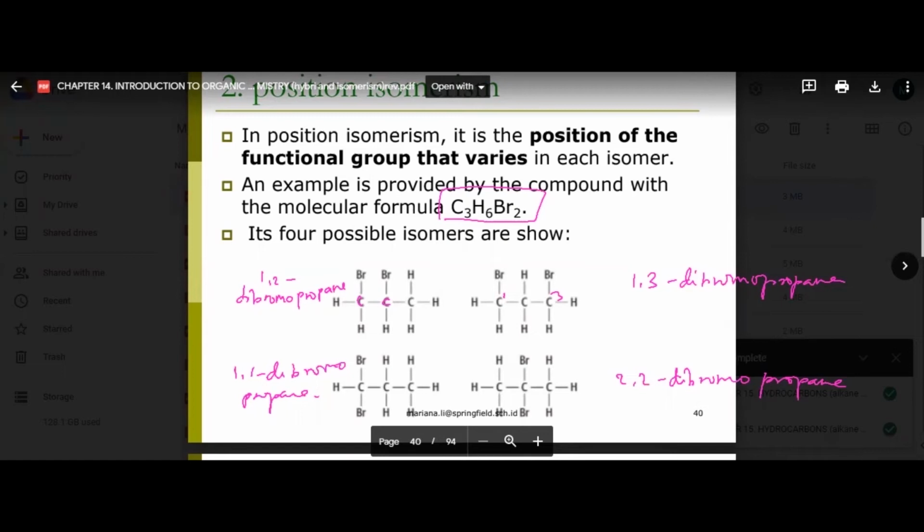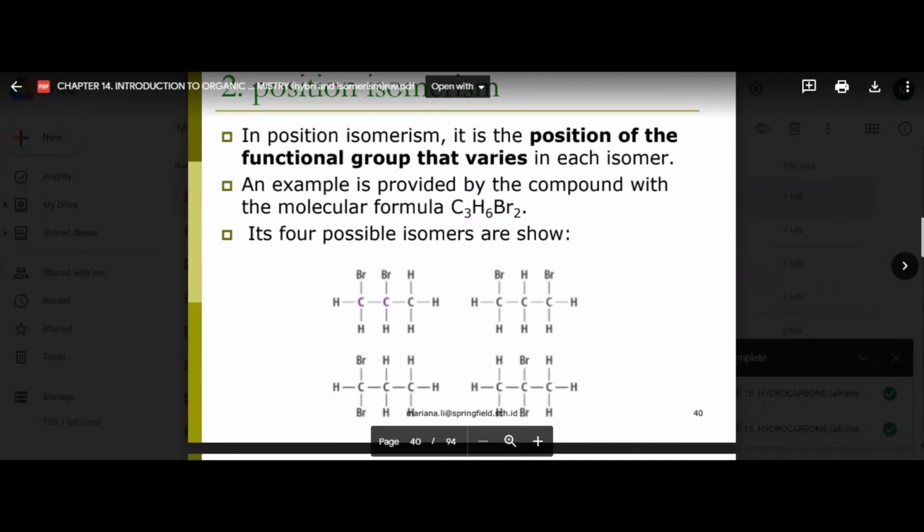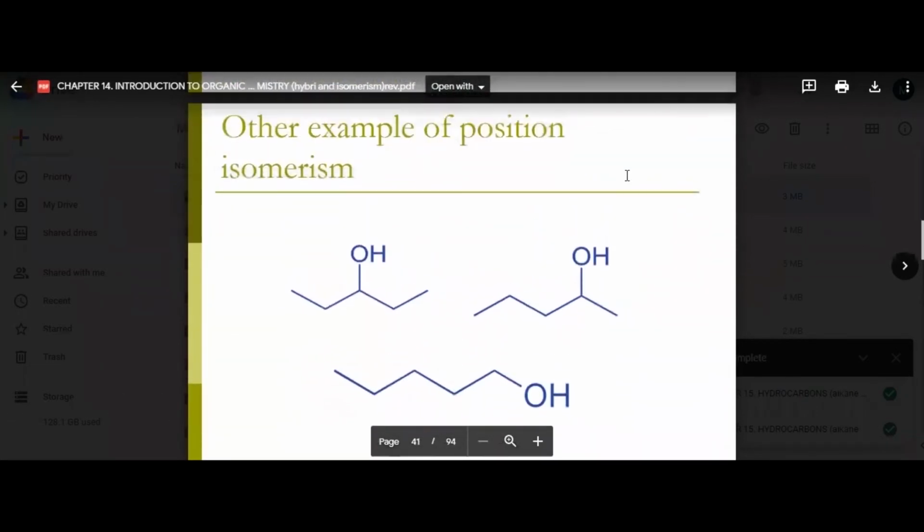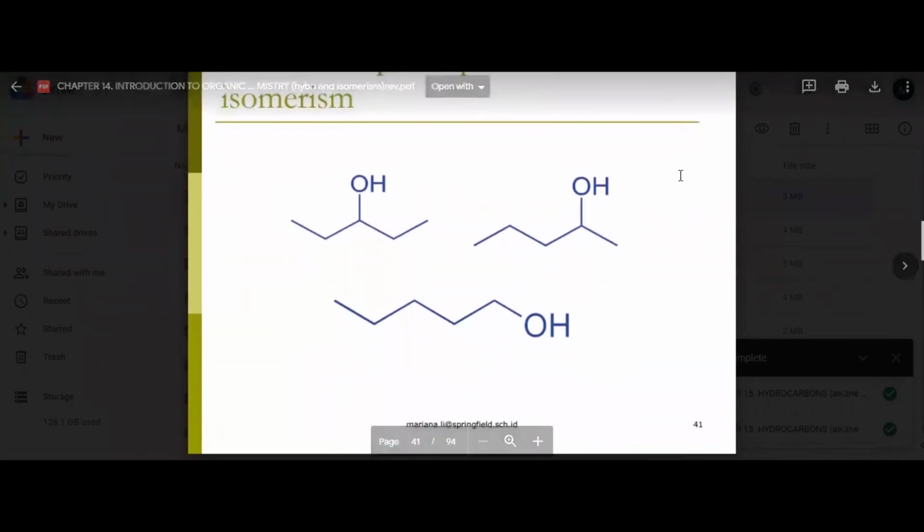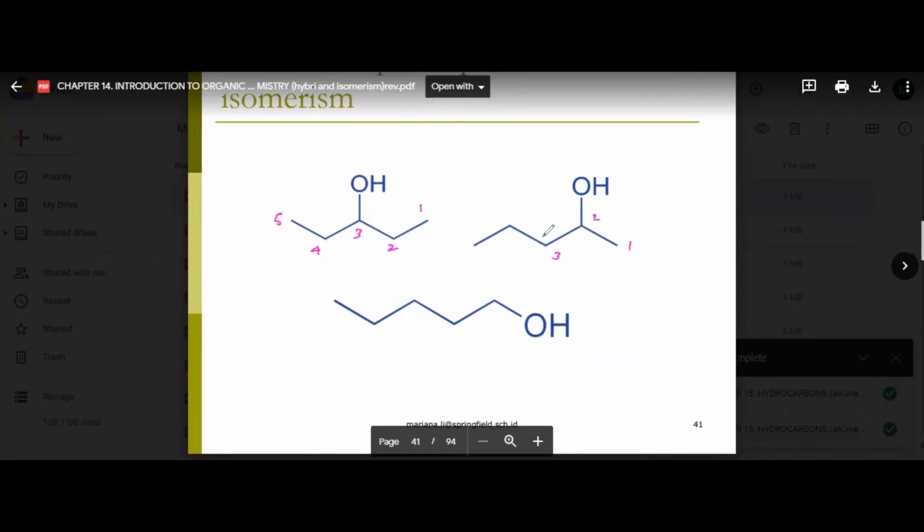So we can find position isomerism in halogenoalkanes or in alcohols. You can see it here. They all have the same carbon-carbon chain, a straight chain. You can see here 1, 2, 3, 4, 5. Same chain, but they differ in the position of the functional group.